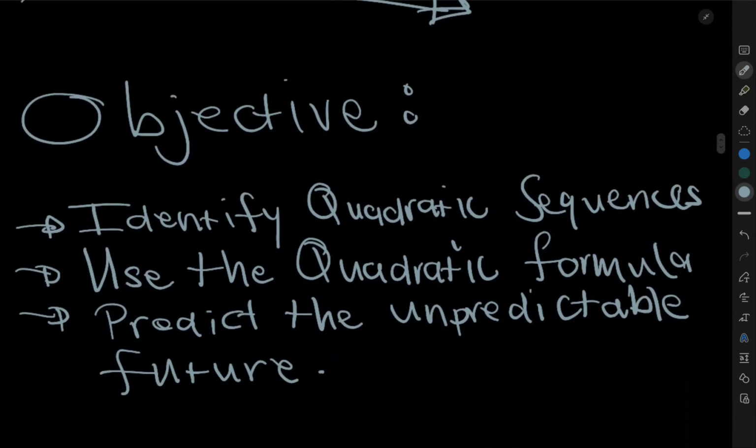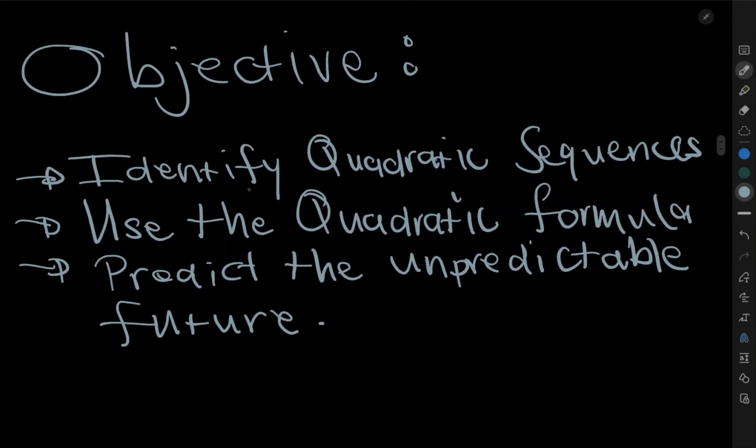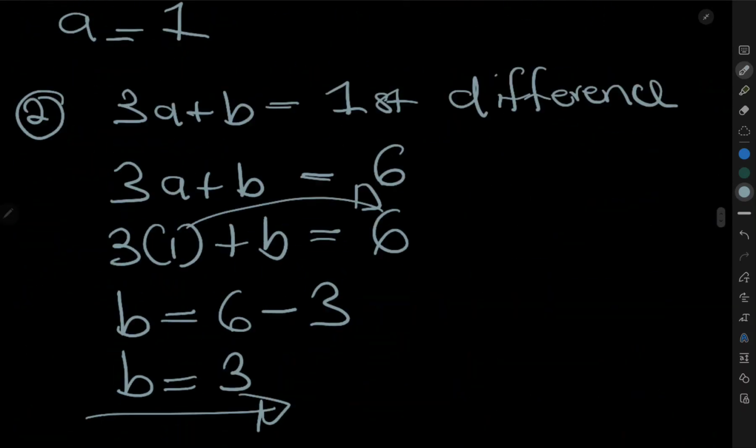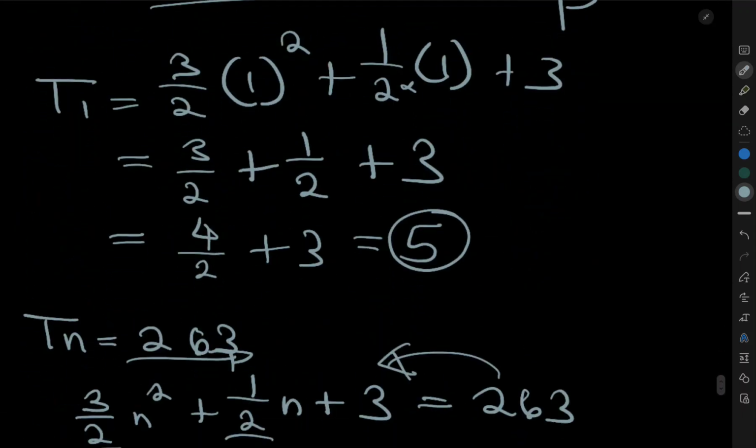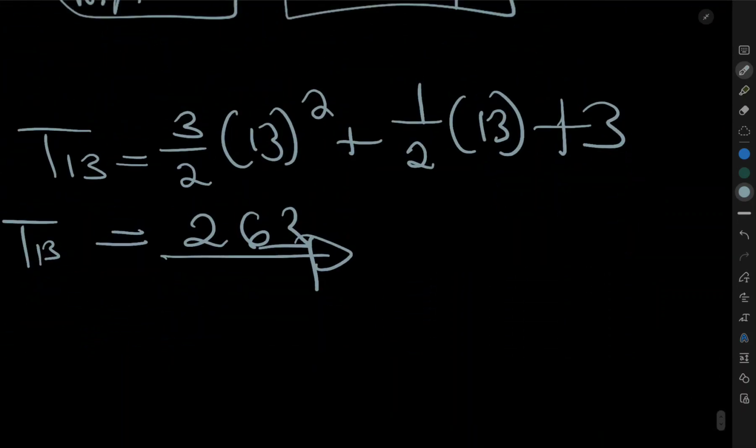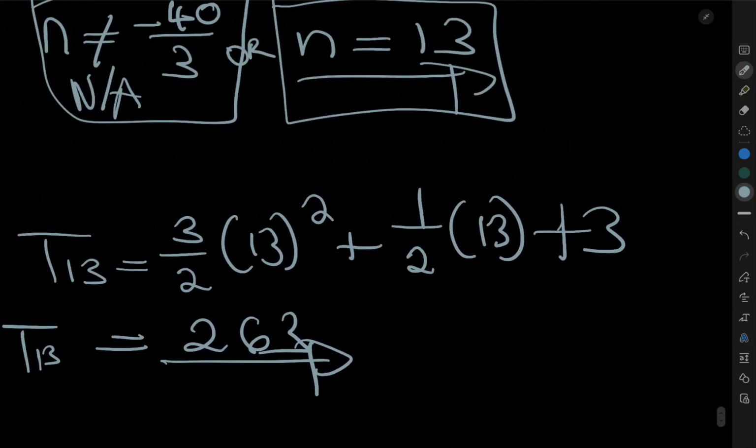So I just want to go back to the first page where we determined the objective. As I said, the objective was for us to be able to identify the quadratic sequence, use the quadratic formula, and predict the unpredictable future. And from what we've done so far, we are able to utilize the quadratic formula to predict the unpredictable future. So that is it for this video.